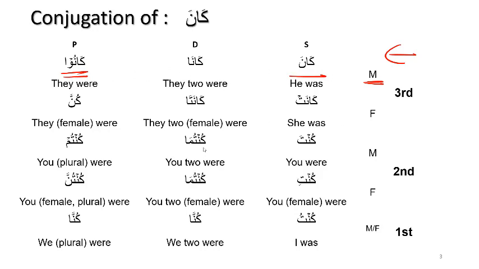This structure is roughly like what we have seen with past tense verbs, but kana is an incomplete verb because this communicates a sense of time. It doesn't really communicate an action. With regular verbs, we have both time and action, whereas with kana, we just have time. And as I said before, this can be roughly translated as was or were, and then the conjugation depends on whether we are third person, second person, first person, male, female, and then singular, dual, and plural.